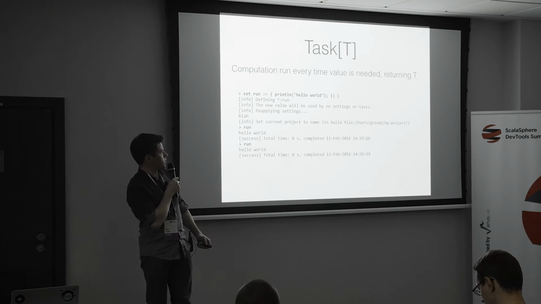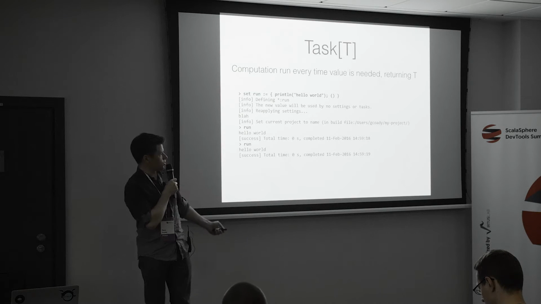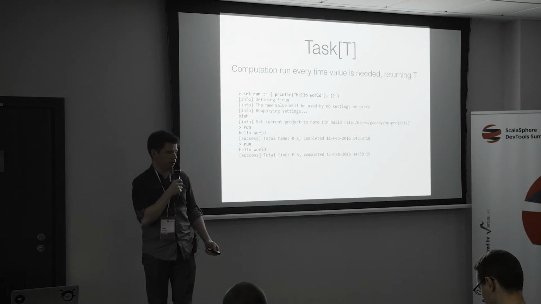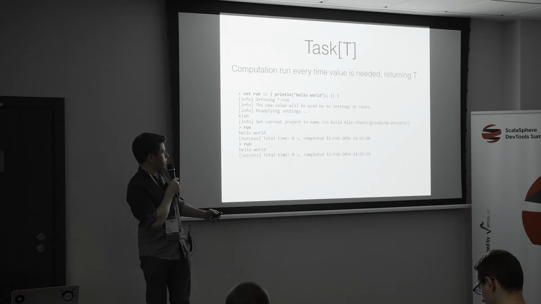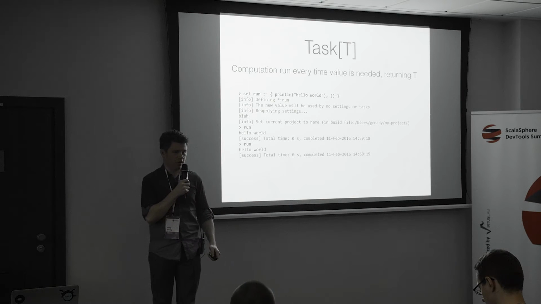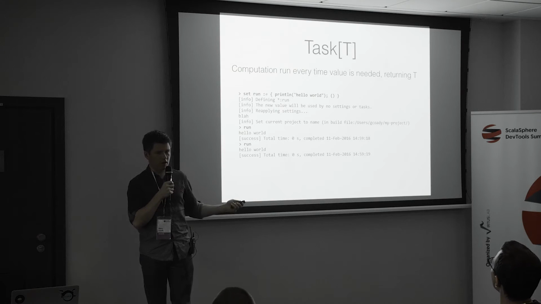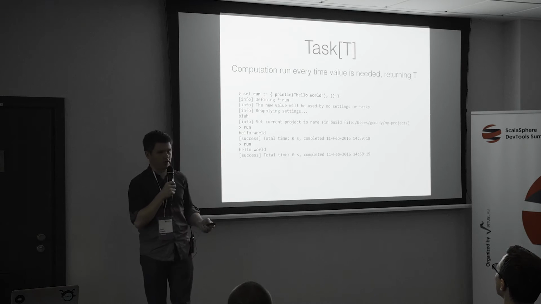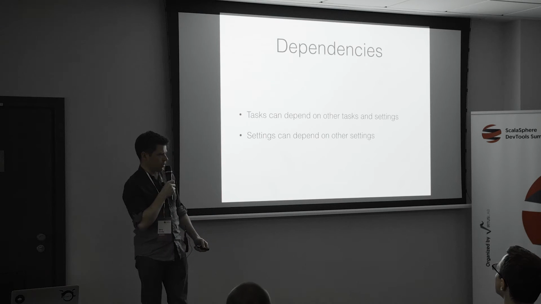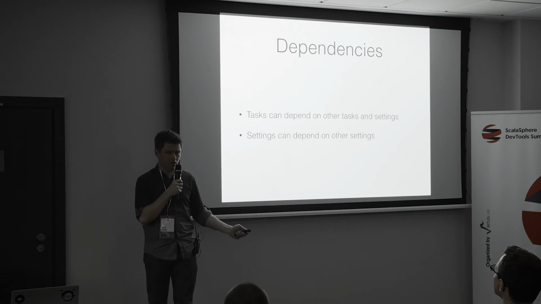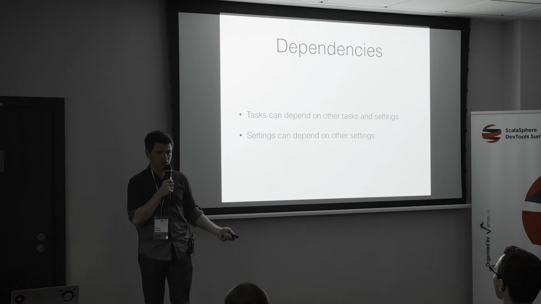In comparison, the task is a computation that's run every time the value of the task is requested. So here, for example, I define run to do a println, and every time you call run, it executes the code. So usually you use settings to define the configuration for your system, and then tasks are used to actually implement things. Like if you want to actually build an archive for your system, you're going to use a task to do that. And then the important extra bit on top of that is dependencies: all tasks can depend on other tasks and on settings, and settings can depend on other settings.